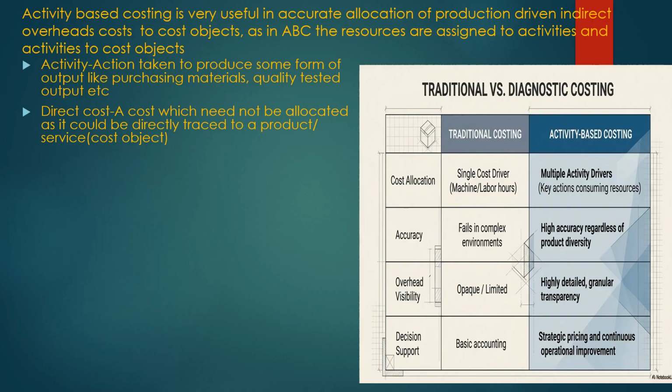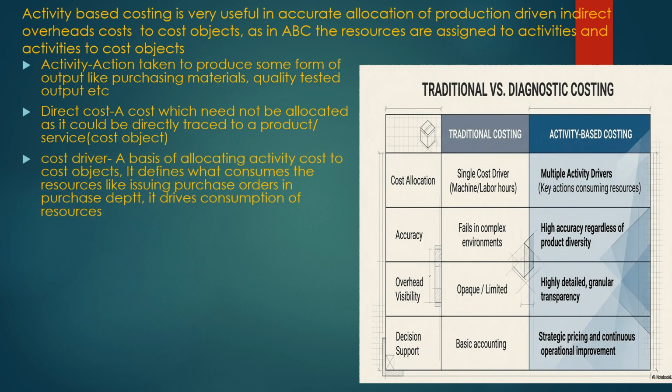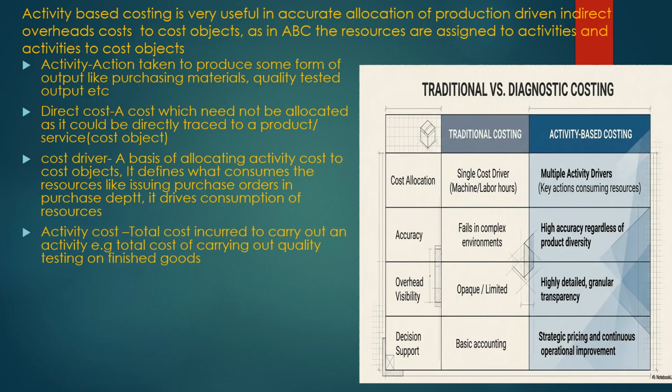Direct cost: a cost which need not be allocated as it could be directly traced to a product or service, that is the cost object. Cost driver: a basis of allocating activity cost to cost objects. It defines what consumes the resources, like issuing purchase orders in the purchase department. It drives consumption of resources.